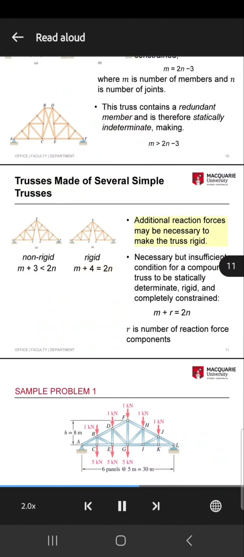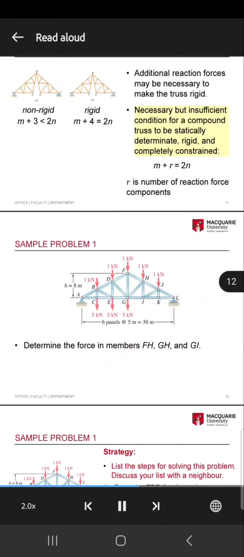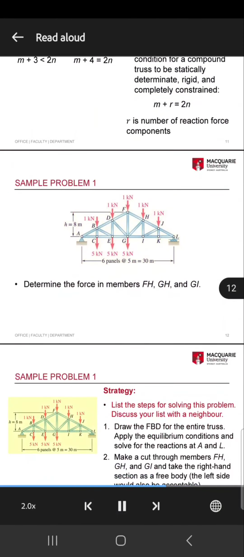If ABC is rigid, then m plus 3 equals 2n. Additional reaction forces may be necessary to make the truss rigid. The condition for a compound truss to be statically determinate, rigid, and completely constrained is m plus r equals 2n. Consider a truss simply supported with a pin at point A and a roller.